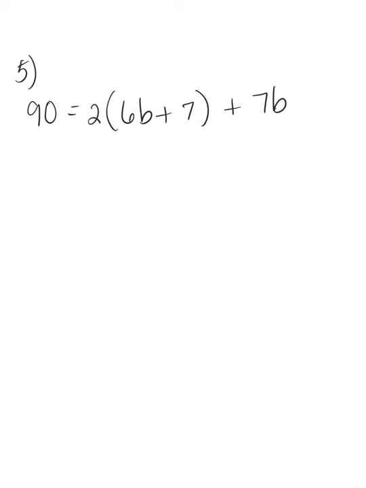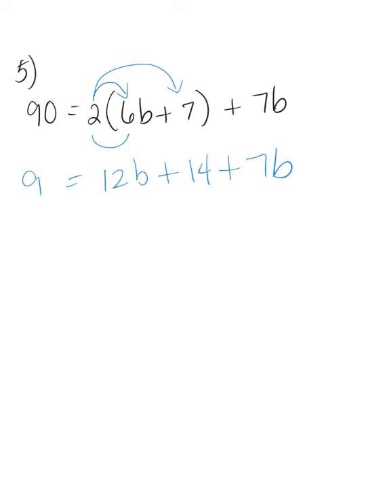Multi-step equation, it's called algebra. So you have to get rid of this 2 first. So we got to distribute. 2 times 6 is 12, and then 14. So 12b plus 14. And now you should see like terms on the right hand side.